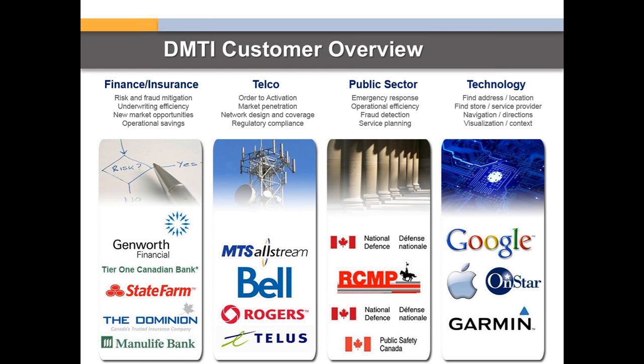Quickly, we'll just take a look at some of the verticals and customers that we've helped here at DMTI. So in finance and insurance, we've assisted in risk, fraud mitigation, increase in underwriting efficiency, identifying new market opportunities, order to activation and market penetration within telco, public sector in terms of emergency response and increasing operational efficiency, and the accuracy of our data has been a great benefit in that technology vertical as well.